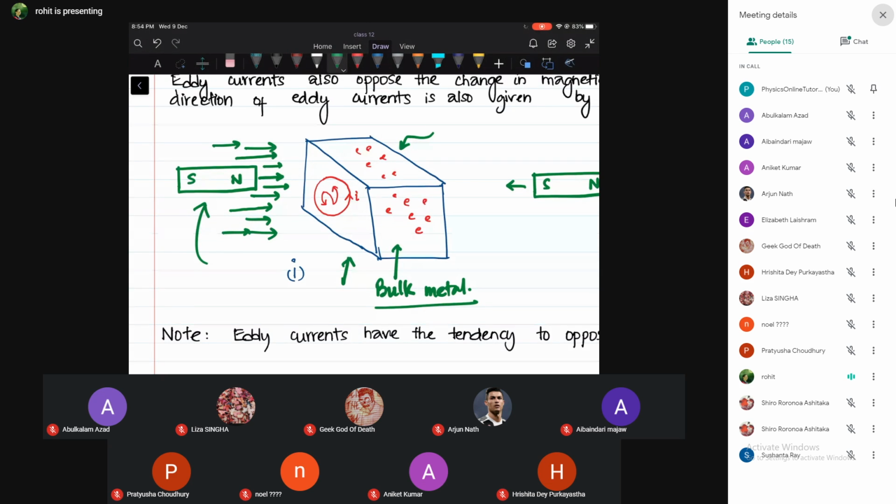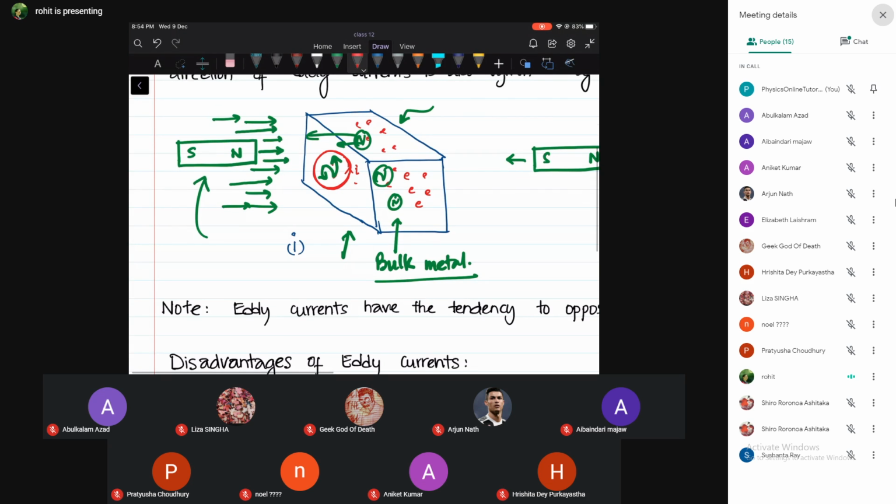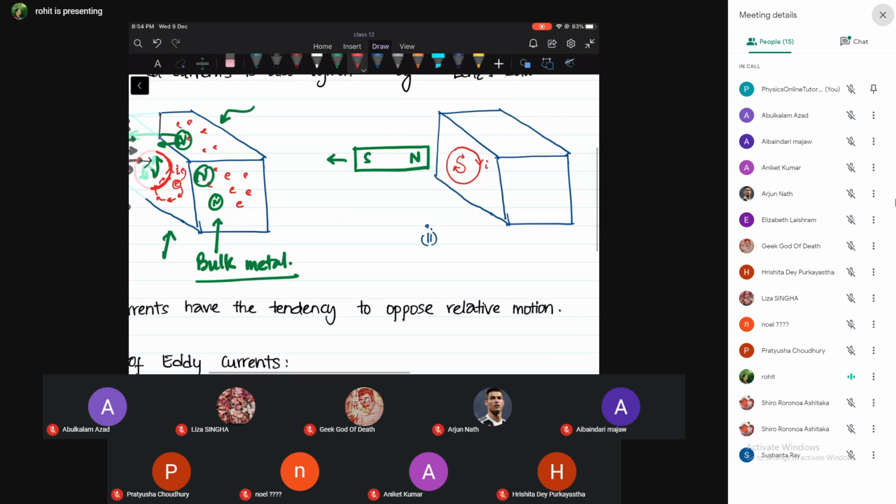So it has to develop a North Pole in this metal itself, but I'm drawing only on the surface. It is developed throughout the body of the conductor, this whole North Pole, which will face this North Pole to oppose its coming. That means the electrons are going to give me a current in the anti-clockwise direction. To be more accurate, the electrons start moving in the clockwise direction. When the electrons move clockwise, they generate a current in the anti-clockwise direction.